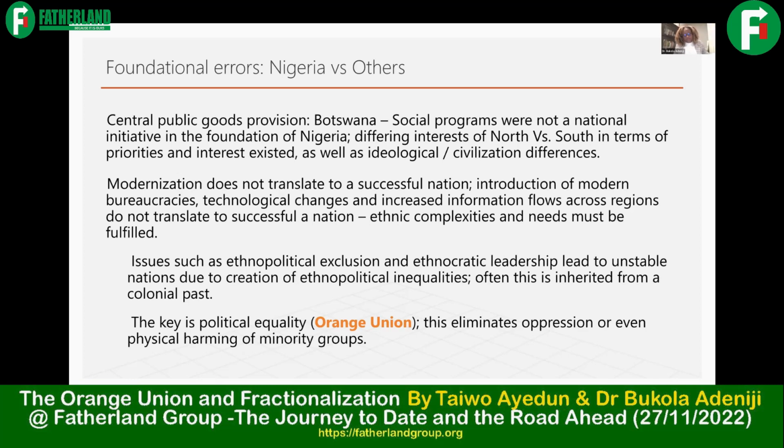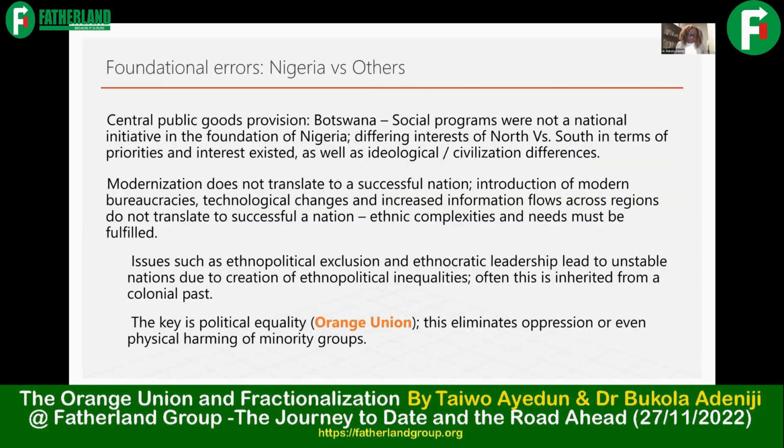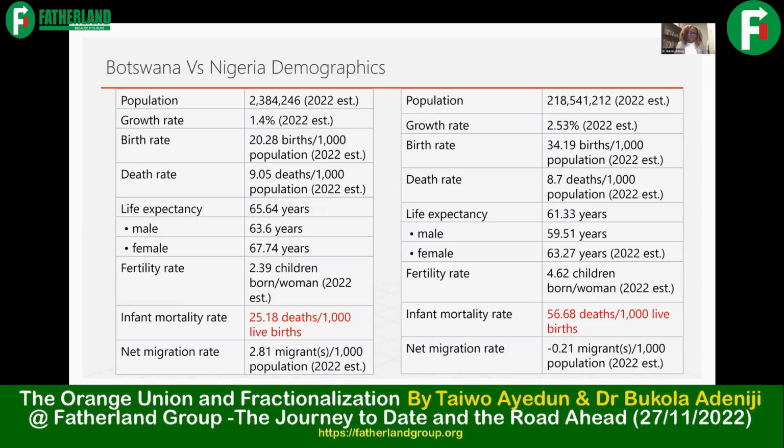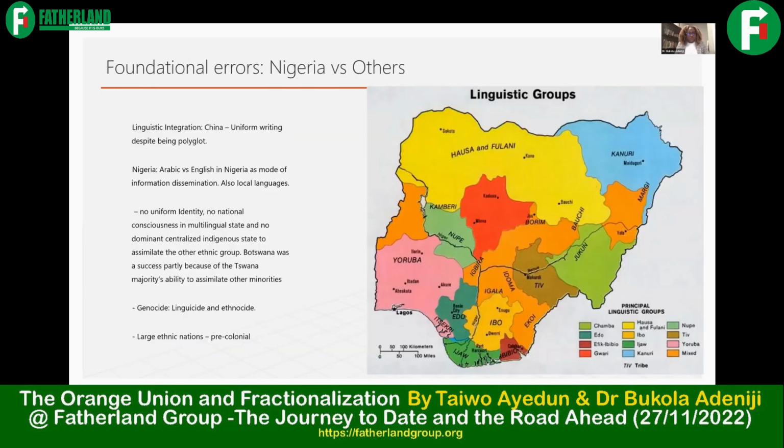I know we're running out of time, so I'm going to mention the third point, which is linguistic integration. China was used as an example of linguistic integration. Unfortunately, that cannot happen in Nigeria. That's not the slide you're showing, but I'm just going to talk about it. That's the third point, and it's not going to happen in Nigeria because the North is Arabic, the South is Western, so to say. There is no uniformity of identity there.